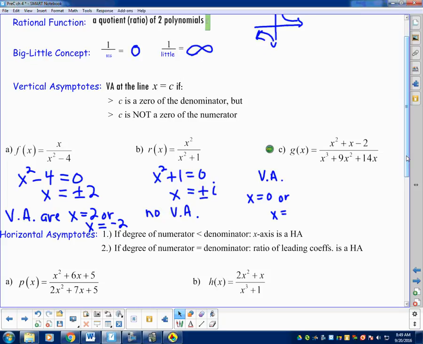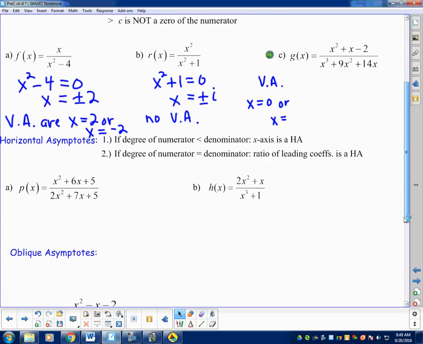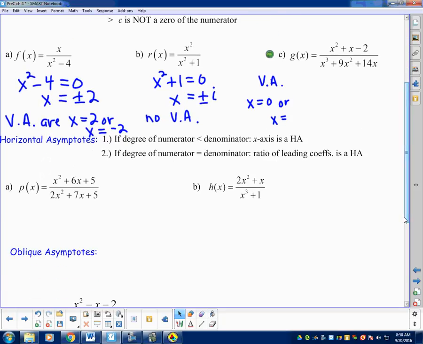And so infinity is not a specific number. So the third case here, which we're going to talk about later: if the degree of the numerator is greater than the denominator, then it has no horizontal asymptote. It just takes off to infinity, yeah. And if it has no horizontal asymptote, would it have to have a vertical asymptote?